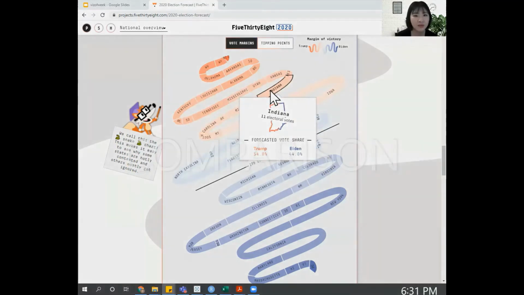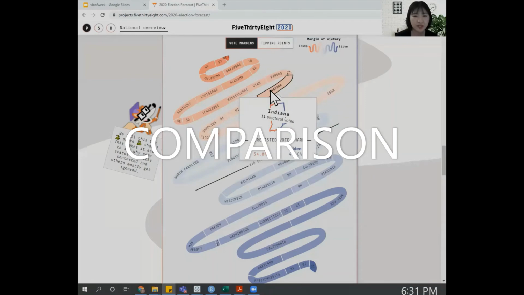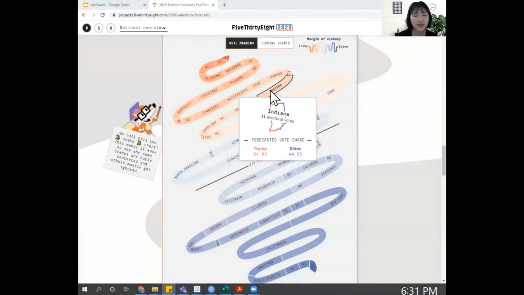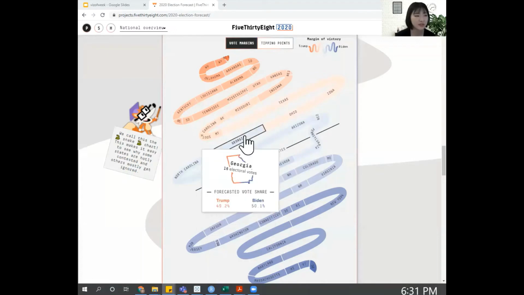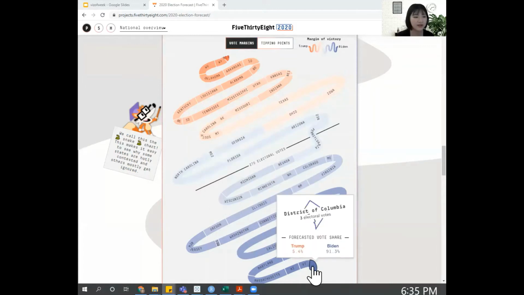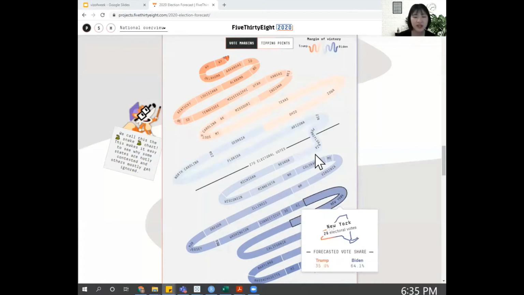Third, how much is the actual margin of vote for each state? It is difficult to know without actually hovering over each state and calculating the vote difference by ourselves. If we look at Georgia, for example, there is only a 0.9 percentage point difference. On the other hand, District of Columbia has an 86.1 percentage point difference between forecasted vote shares. It is hard to gauge the actual difference in one view.